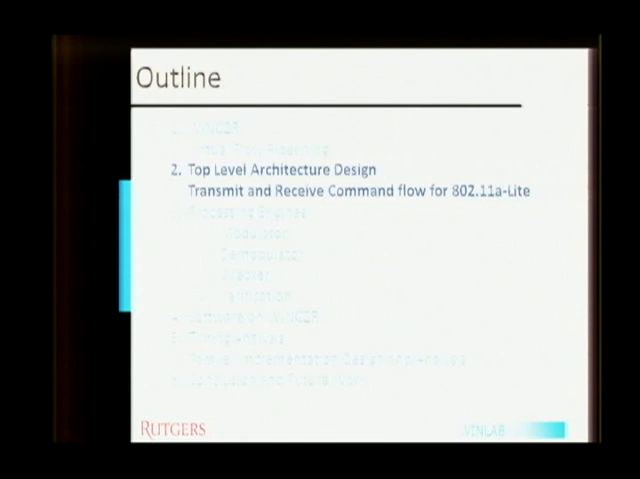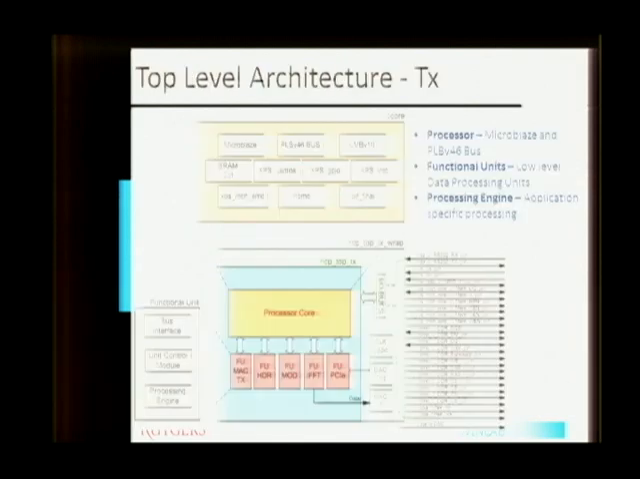So let's come to the actual implementation of WinC2R on FPGA. This is the top level diagram of the transmitter. As I said, we have implemented this as a proof of concept for 802.11a Lite, not a full-blown transmitter. We just have these function units. They are connected to a common processor which has the MicroBlaze and the bus.